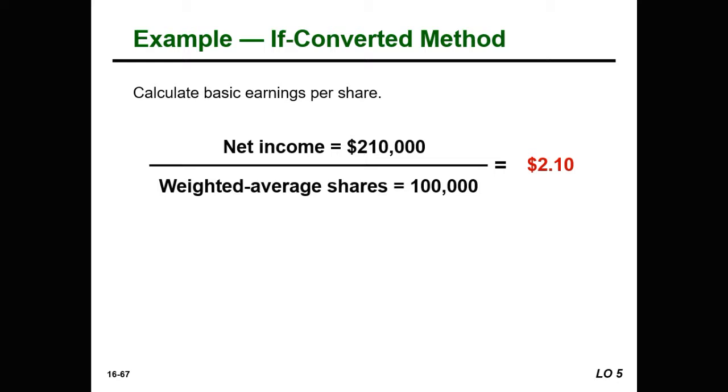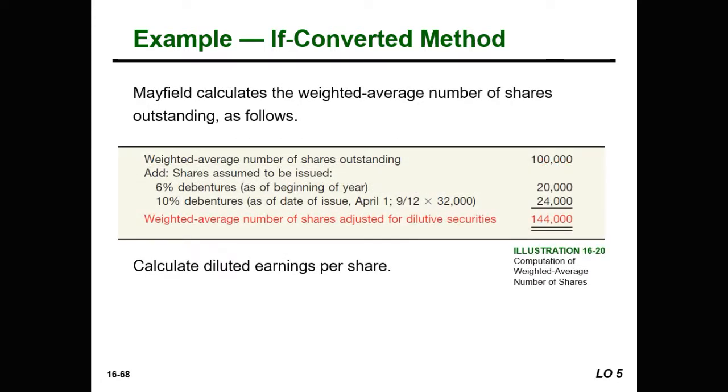We then need to calculate the weighted average number of shares outstanding for dilutive securities. So we had 100,000 to begin with, and then the shares that would have been assumed issued were 20,000, and as of date of issue, we take the 32,000 and multiply it by 9 out of 12, because remember there was that second issue in this particular year. That would have been 24,000 weighted average, which gives us a total of 144,000.